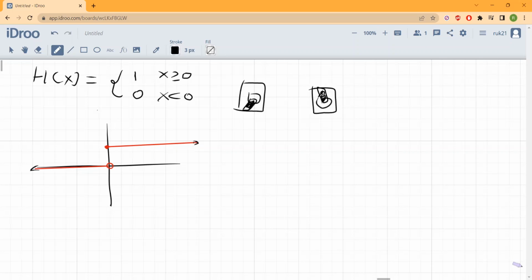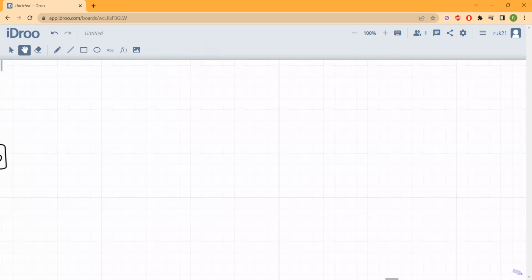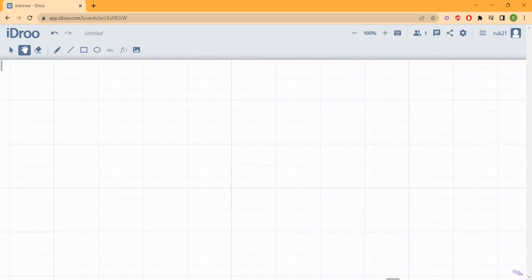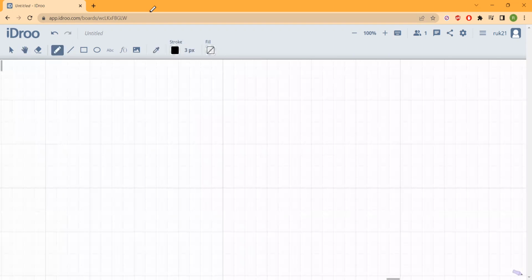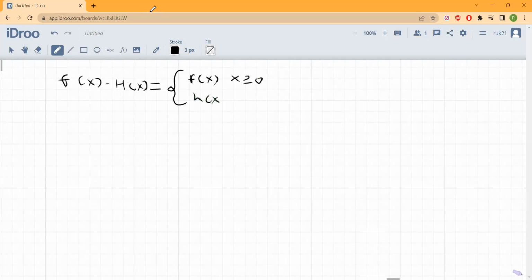Now we're going to look at some ways to use or manipulate the Heaviside function. The first way is to use it with an f of x. If we put another f of x into it, let's see what happens. So if we have f of x times h of x, again, it's going to be a piecewise function where you're going to get f of x when x is greater or equal to 0, and 0 when x is smaller than 0.